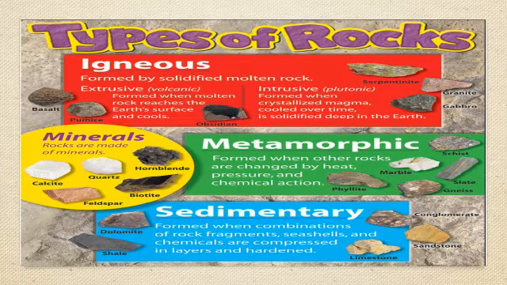Examples are there: marble, slate. Now we will study about the sedimentary rocks. These sedimentary rocks are formed when a combination of rock fragments, seashells and other material settles in layers and hardens.